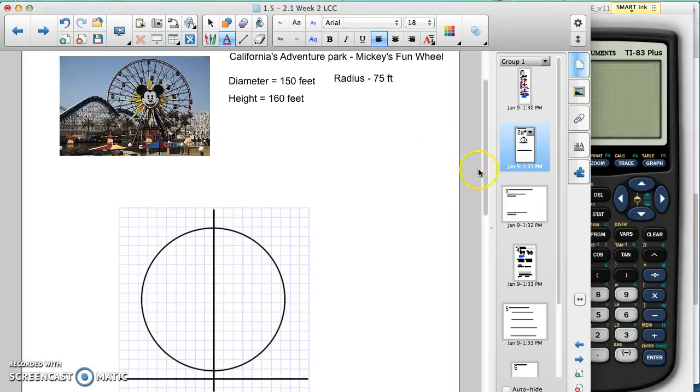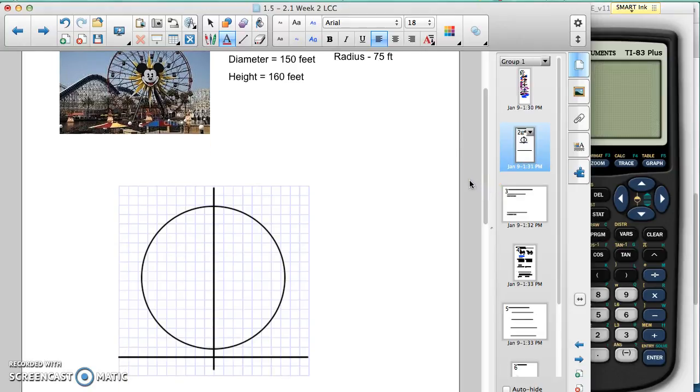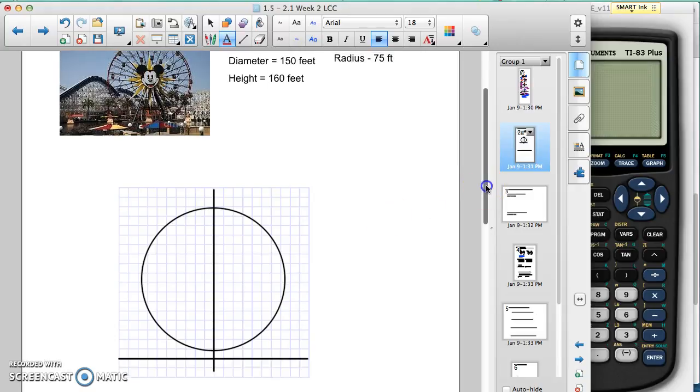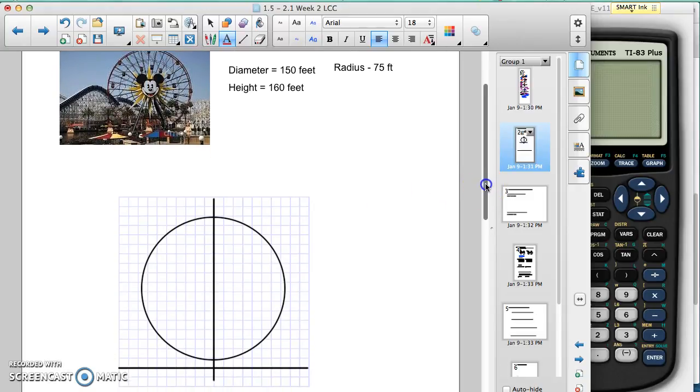So I've drawn this on a grid. And since the height is 160, that means that it's 160 at the top. That means 150 is the diameter, but we have 10 feet here that's above the ground. Each of these grids are 10 feet on what I've drawn here. So let's use this information to help us find an equation.